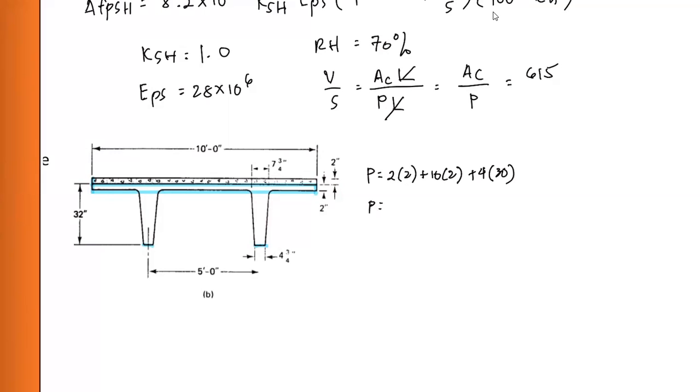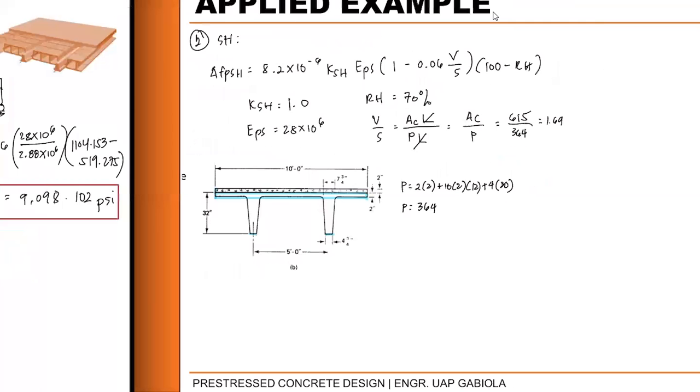So, itong sa mismong 10 natin, this is in feet, no? Yung iba lahat naka, ano na, inches na. So, dapat na times natin yung term natin, yung nasa gitna natin by 12. Okay, para maging inches. So, 2 times 2 plus 10 times 2 times 12 plus 4 times 30, that is equals to 364. So, over 364, so yung ating V over S, 615 over 364, is equals to 1.69. Okay? So, yan yung VS natin.